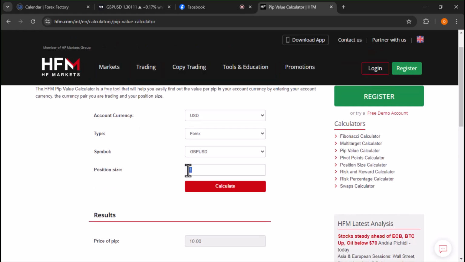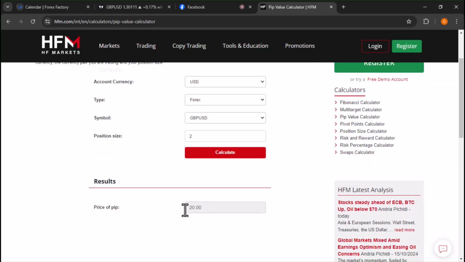If you take two lots, one pip move is worth what? $20.